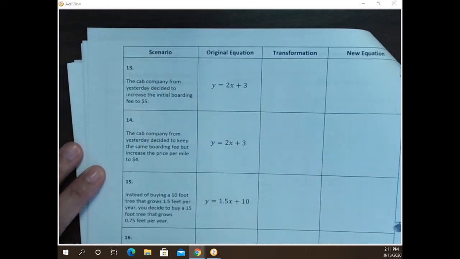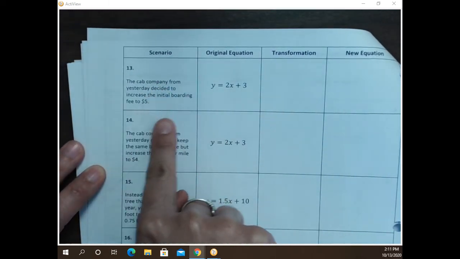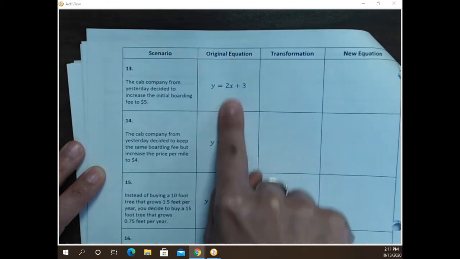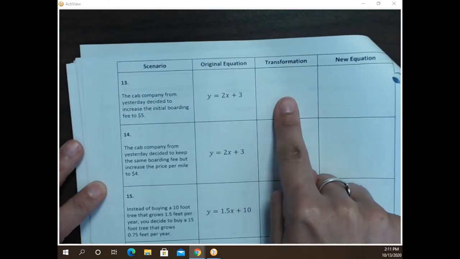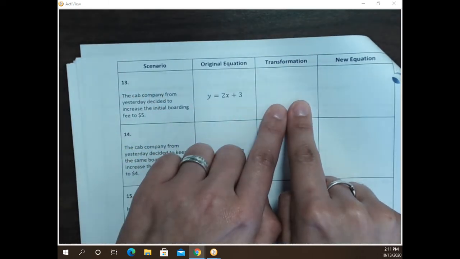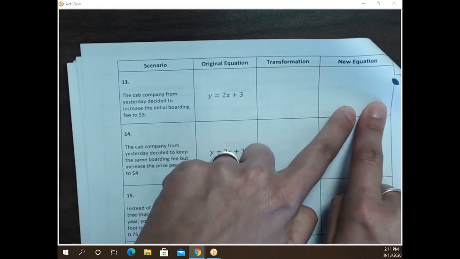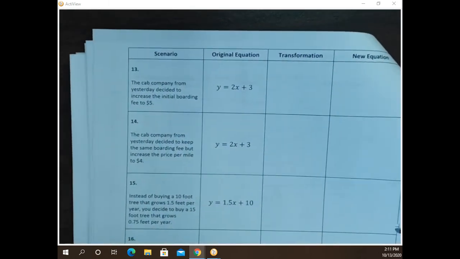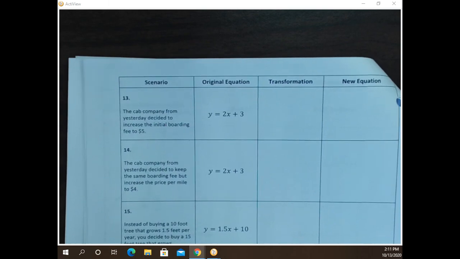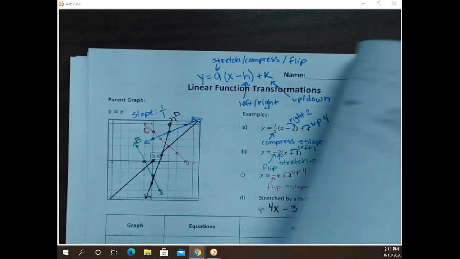This time you have a description, how we're going to change something, and a function. Okay, and you're going to tell me how this description is telling me to change that function and give me that new equation. So that's what I want you guys to work on. Pages 88, 89, and 90.